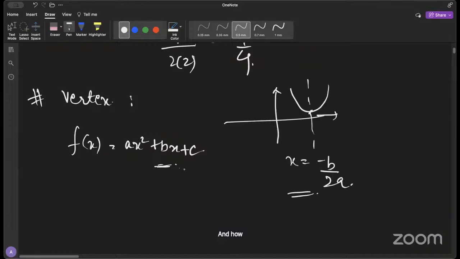And how do you find the point of intersection of these two curves? If this is one curve and this is another curve, how do you find the point of intersection of two curves? Replace x by minus b upon 2a in f(x). So you put this x in this function. Yes, you put this value in this function, so it will become f of minus b by 2a.